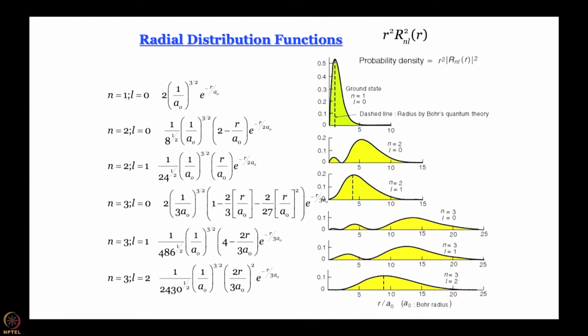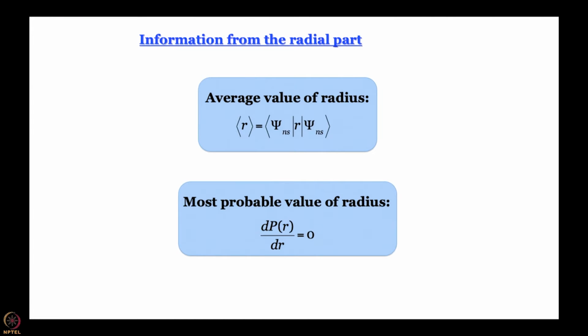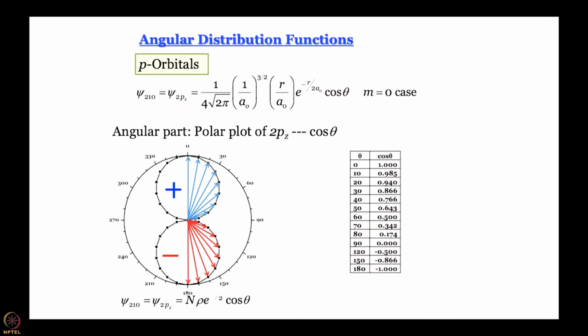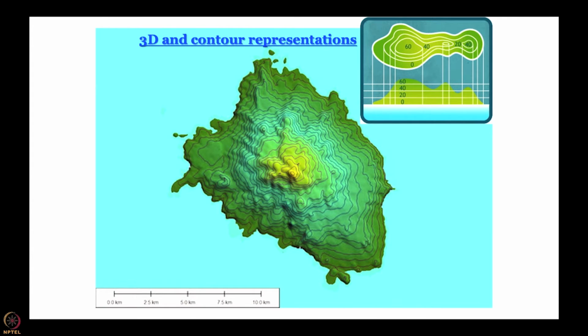We have already shown you the result. Today we will plot them in front of you and see how we get this. And as we said, the information you get from the radial part is the average value of radius and the most probable value of radius, in addition of course to the most important, energy, and when we go to the angular part we will talk about the angular distribution function as well. Now, the way we represent this is by using a 3 dimensional representation, and since we cannot represent it unless we draw a model, if you want to draw on paper, the most convenient way of doing it is to use contours.